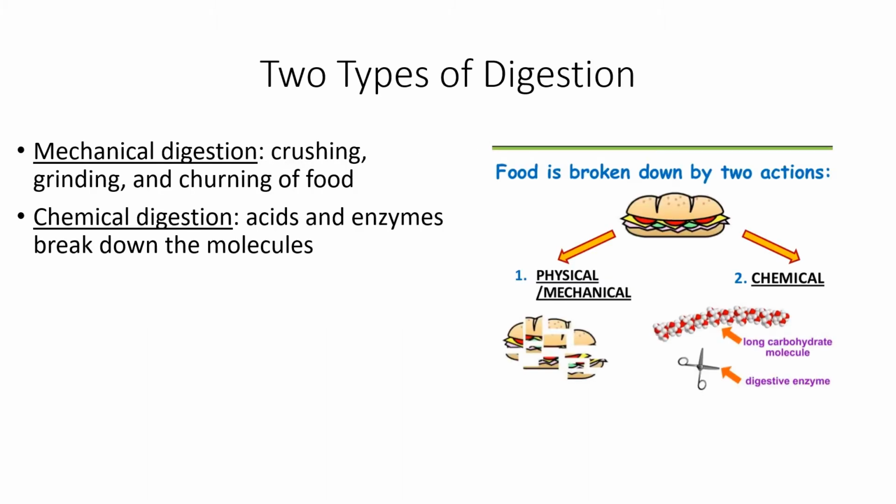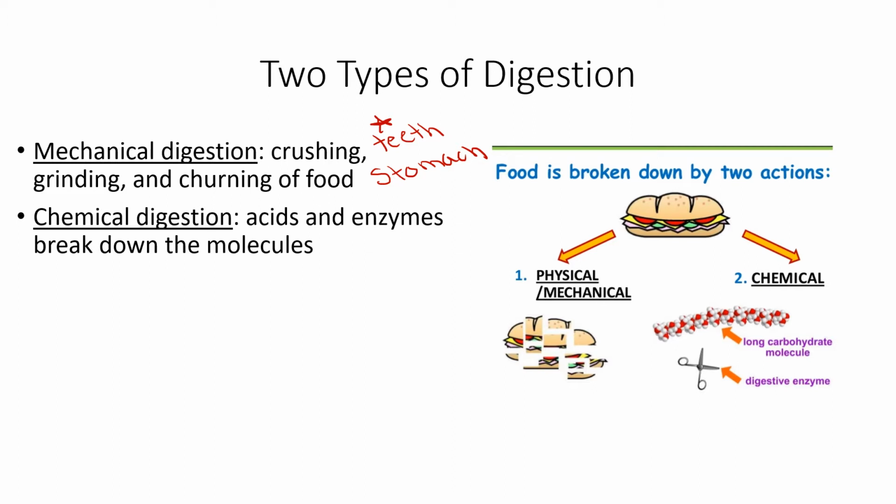To begin this section, we need to classify two types of digestion that we go through. The first is mechanical digestion. I want you to immediately think teeth, a very physical way to break down food. So this is going to be crushing, grinding, and the churning of food. Again, I want you to think teeth, but this is also going to occur in your stomach. So make sure you know where these are occurring.